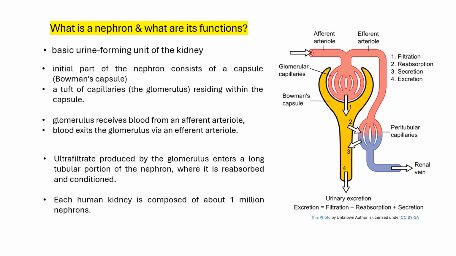The ultrafiltrate produced by the glomerulus enters a long tubular portion of the nephron, where it is reabsorbed and conditioned. Each human kidney is composed of about 1 million nephrons.